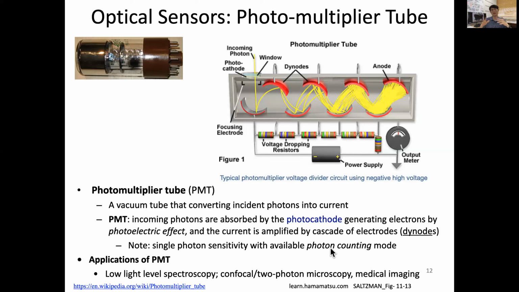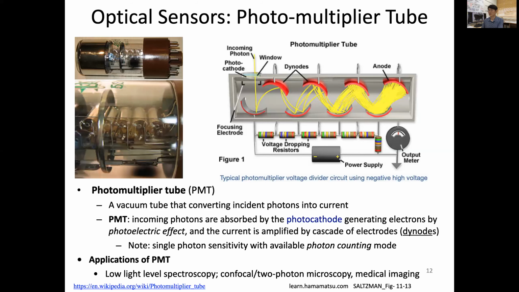We call it discriminating photons from noise. Okay, so I just want to have an expanded picture of this. You can see these are the diodes. Can you see? That's similar.